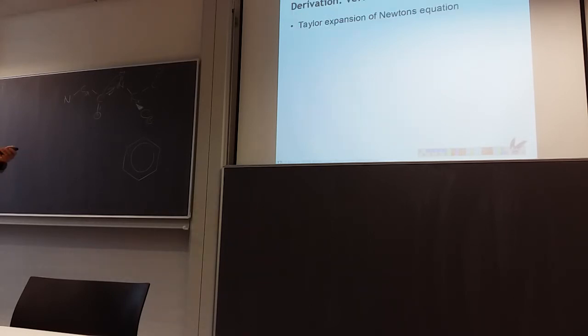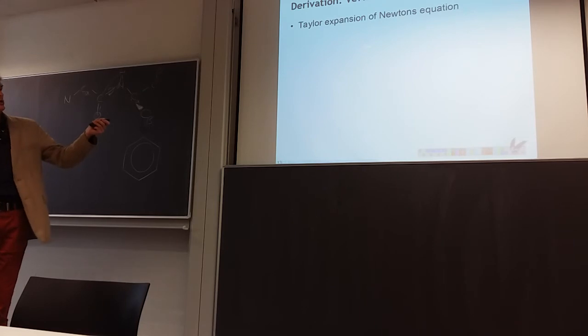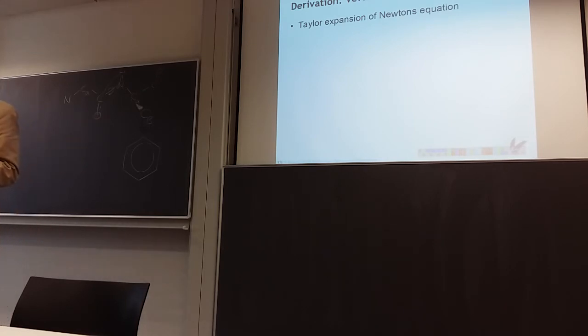Okay, so Newton's equations, their differential equations, are basically exact. We can solve them for 2 particles. We can't solve them exactly for 3 particles, let alone for thousands of atoms. But we can integrate them numerically. And the way this integration is done is by writing a Taylor expansion of Newton's equations.